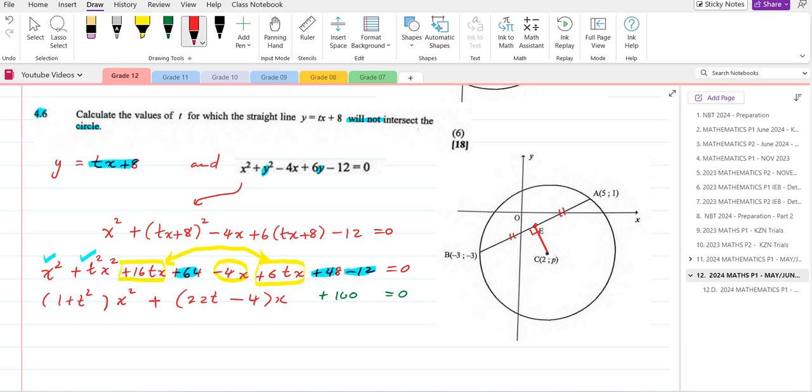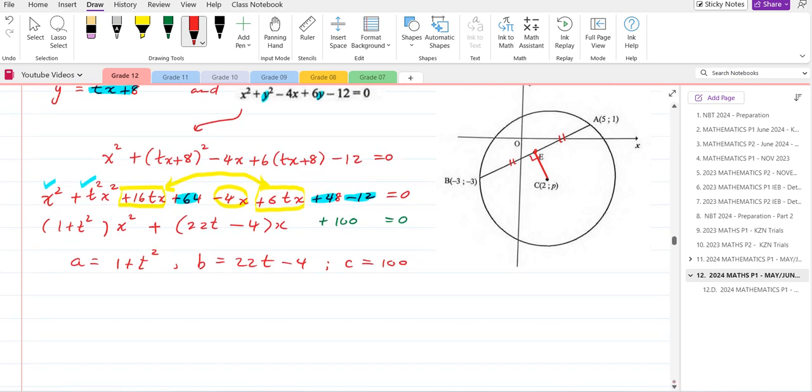Now I've got a, b, c values. A equals 1 plus t squared, right? B equals 22t minus 4, and c equals 100. Now I'm going to find delta. If I find delta and find the values of t for which it is non-real, then I'm going to find values of t for which delta is non-real. So delta is equal to b squared minus 4ac.